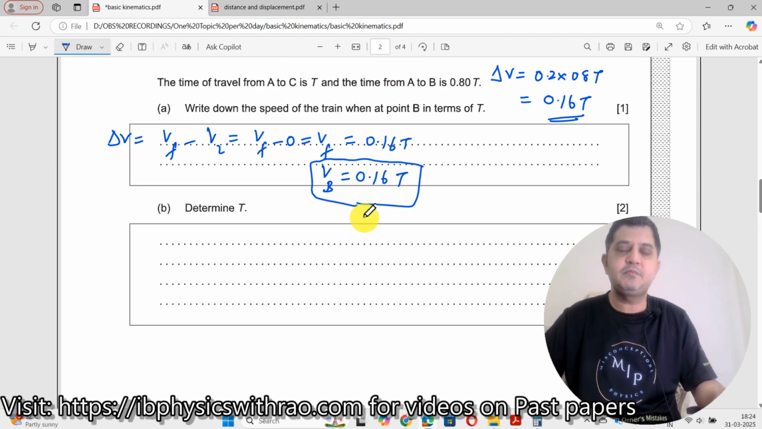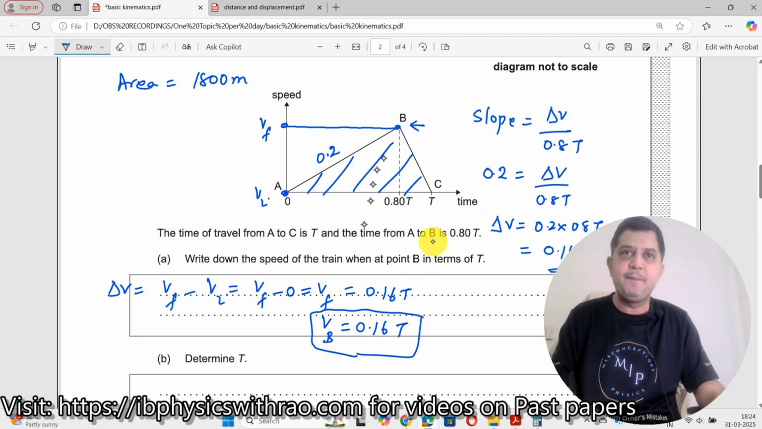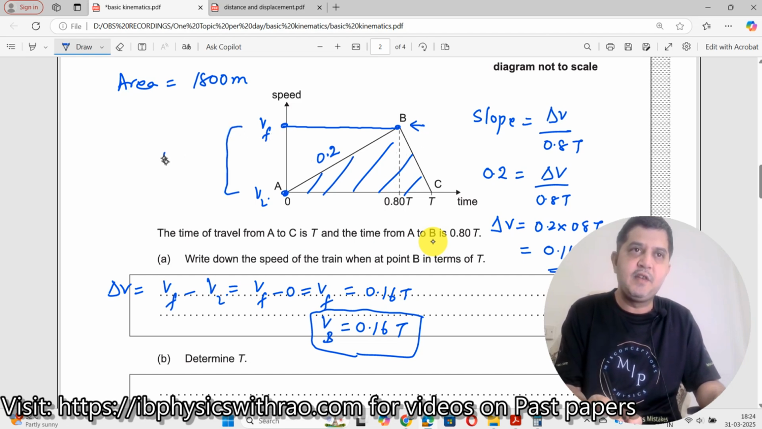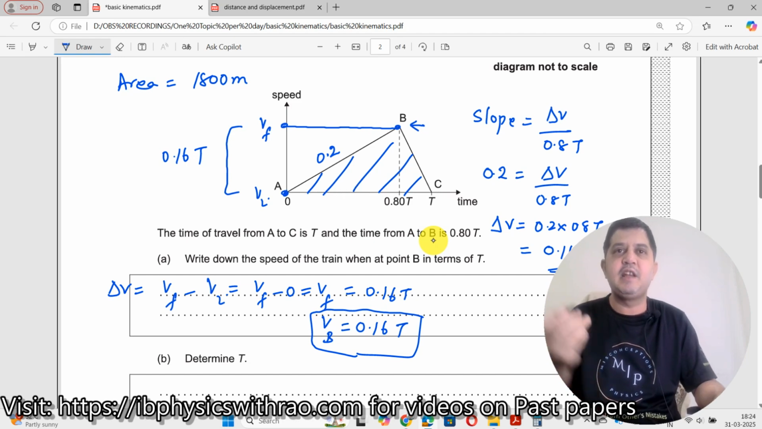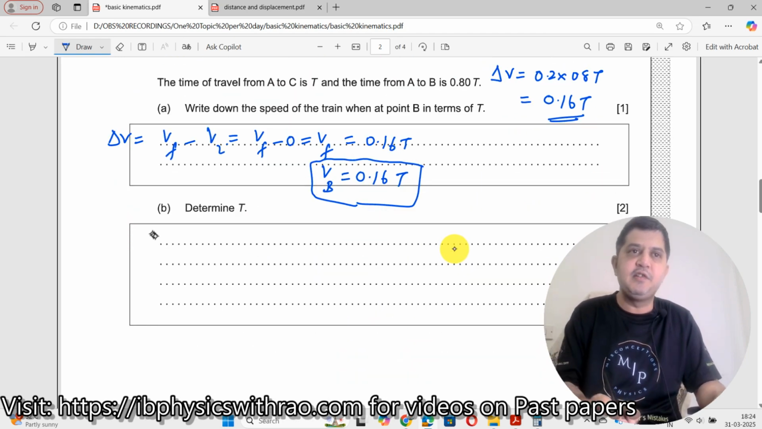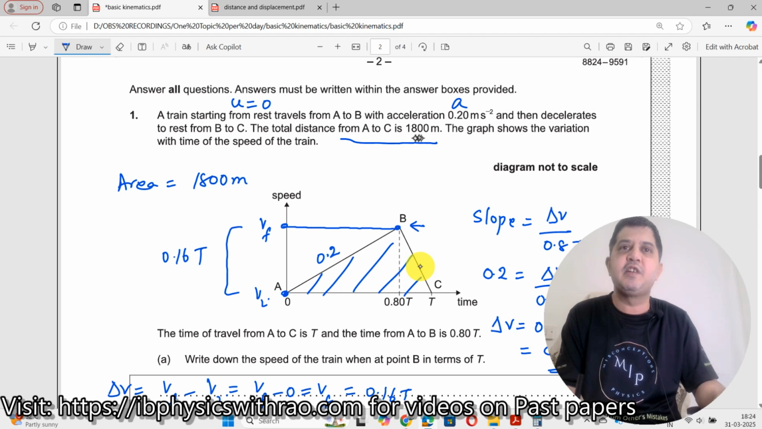Next, determine t. How do you find t? Look at this here. We have this value in terms of t, which is 0.16t. This value is known to you. Now we already know the area. Given the area of the triangle, with this as the altitude and this as the base, how do you relate these two to the area? It's very easy. Area is equal to half base times height. The area is already given: the total distance traveled from A to C is 1800.